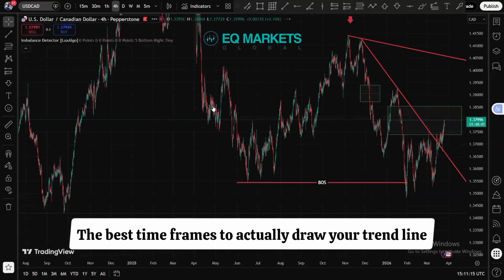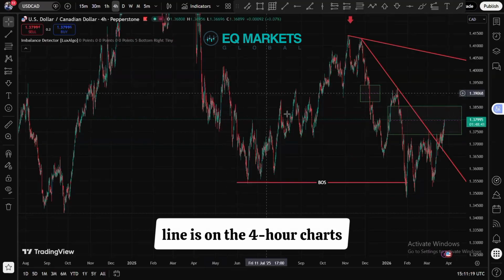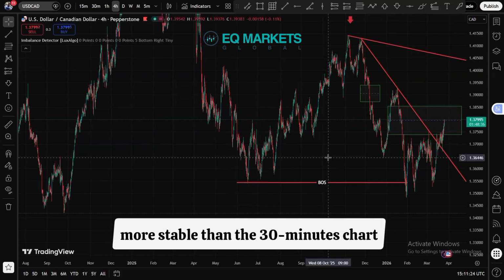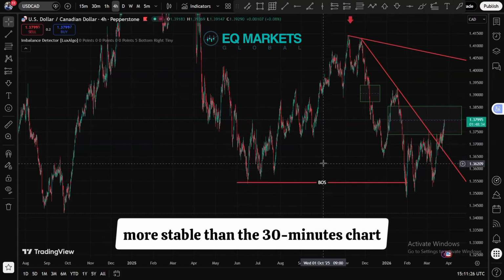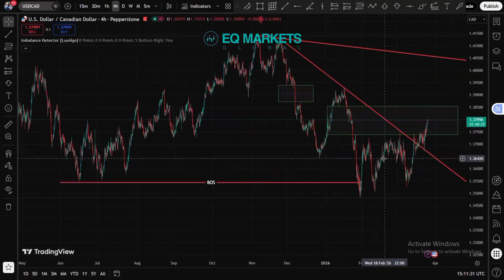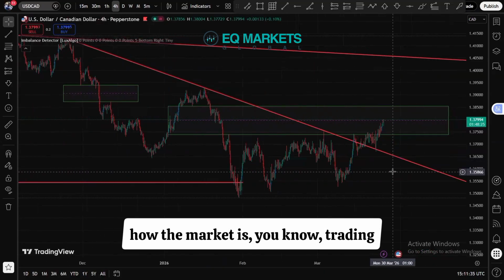The best time frame to actually draw your trend line, or to map where you're drawing your trend line, is on the 4-hour chart. Now the 4-hour chart is relatively stable, more stable than the 30-minute chart, which is why I said, listen, draw your trend lines from the 4-hour chart. Okay, so you get a bigger perspective of how the market is trading.